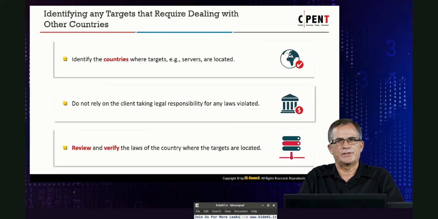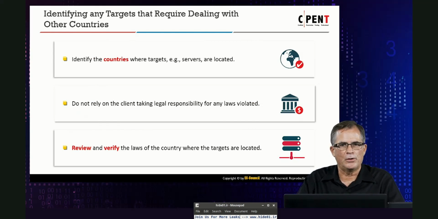What about when you go across jurisdiction boundaries, different countries? If servers are located in different countries, those are the type of challenges you have to deal with as well. So you have to be familiar with the laws of the countries where the targets are located.